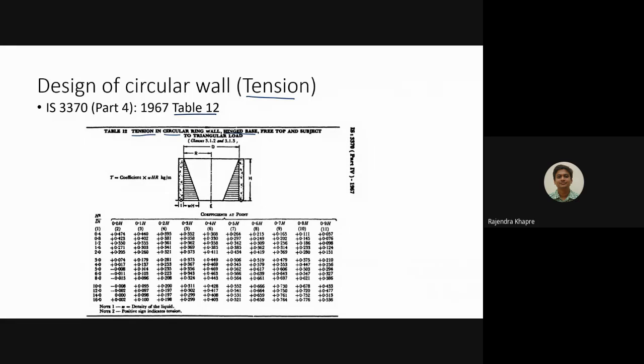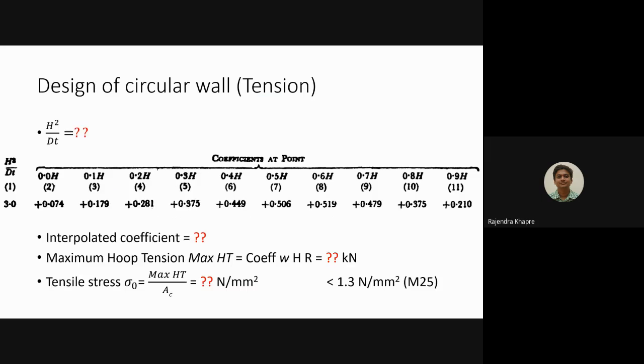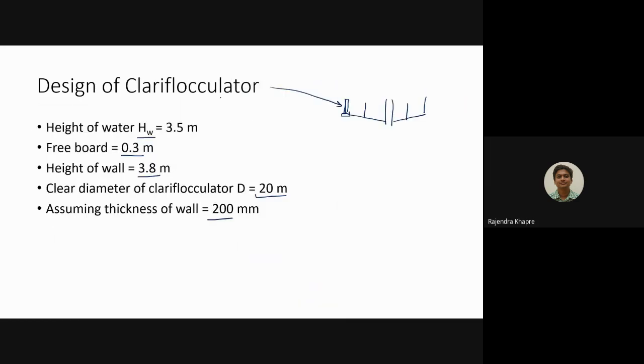Again you can see the value of coefficients totally depends on the value H square by DT, and the actual tension can be calculated by the simple expression T equals coefficient, which has to be taken from this particular table, multiplied by W into H into R. So let us quickly see what kind of coefficient is there in our case. Here this is H square. When I say H, it is nothing but the height of the actual water. If you go back, the height of the water is basically 3.5 meters.